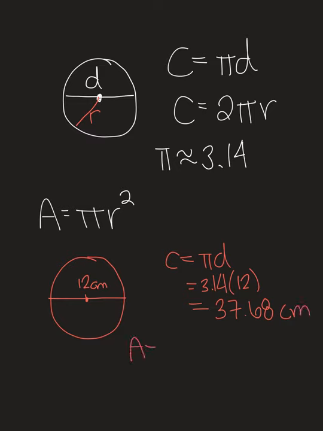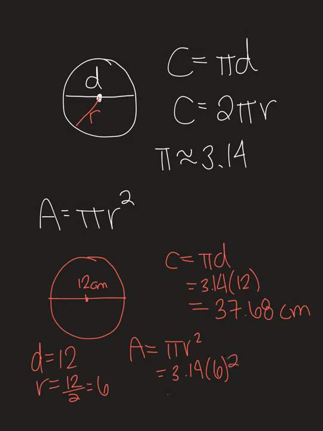And looking at the area, remember area uses the radius. So what is half of 12? So we know that the diameter is 12, so the radius has to be 12 divided by 2, or 6. So I'm going to use that 6 in my area. So I'm going to do that pi r squared, so 3.14 times 6 squared, and then plug into your calculator. So 113.04 square centimeters.